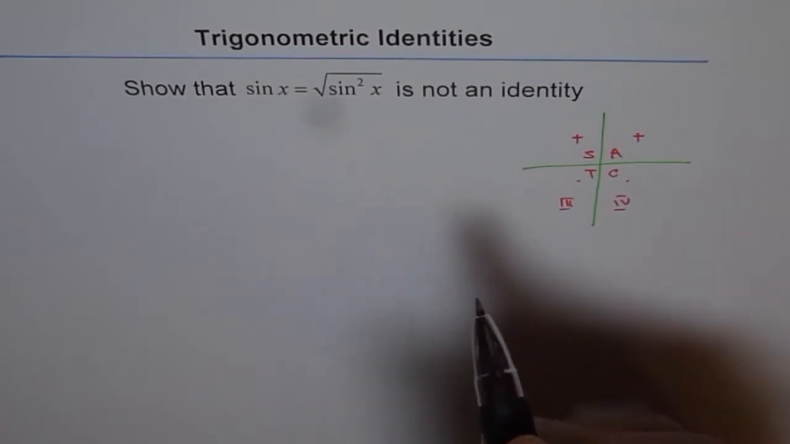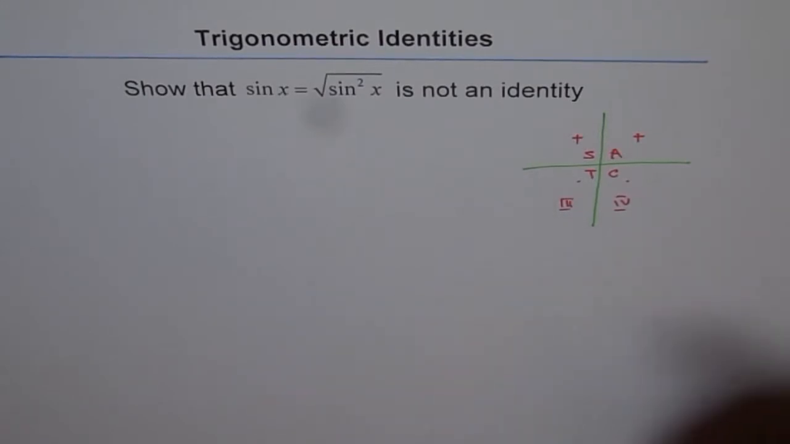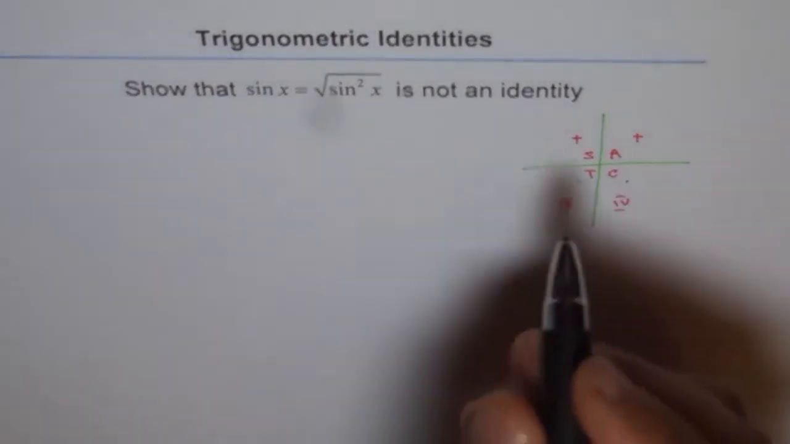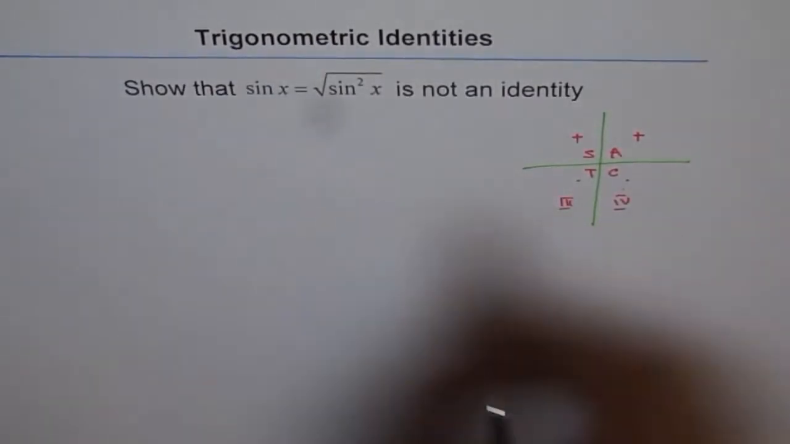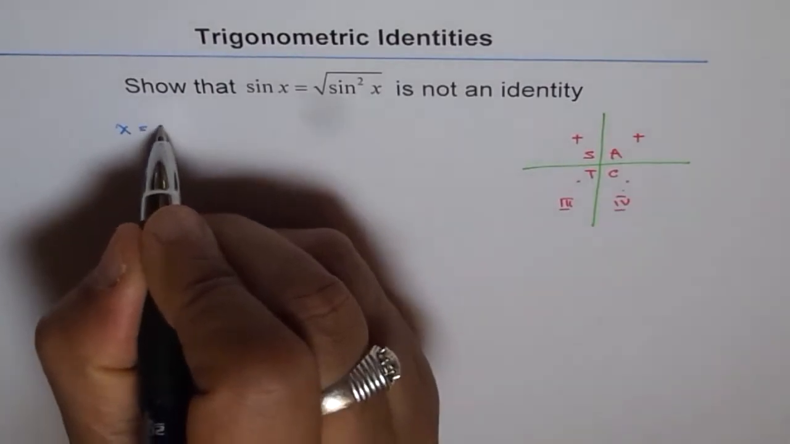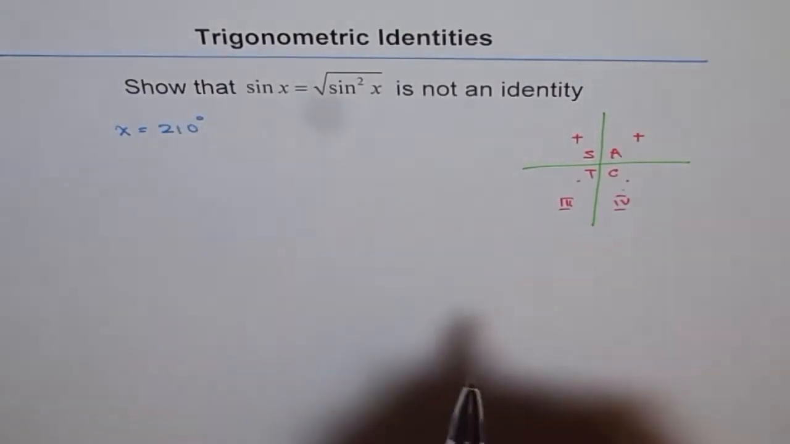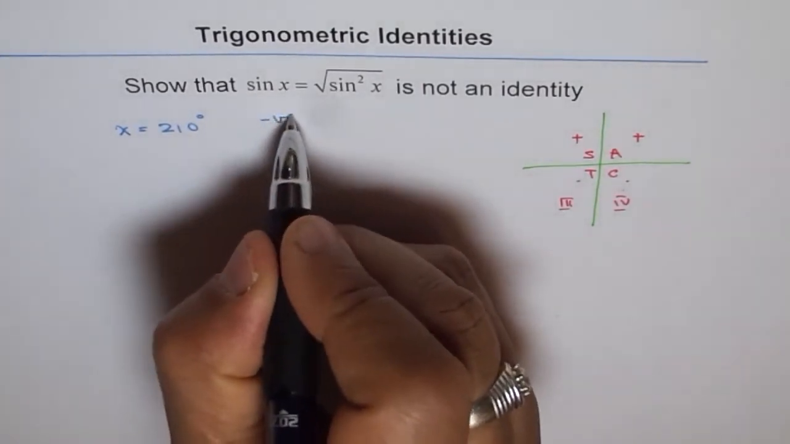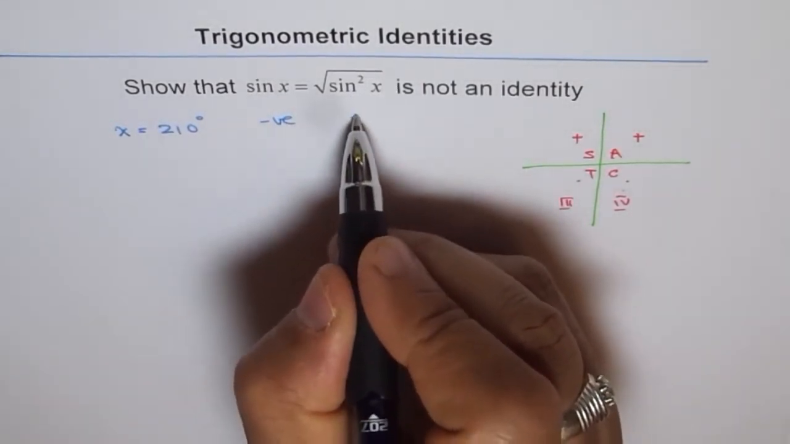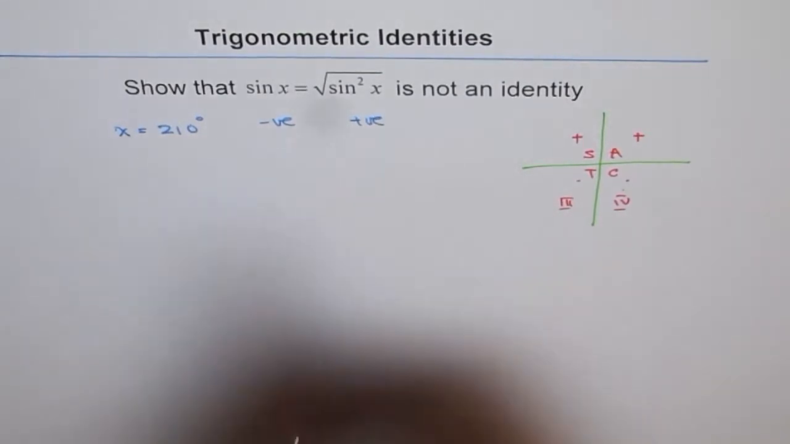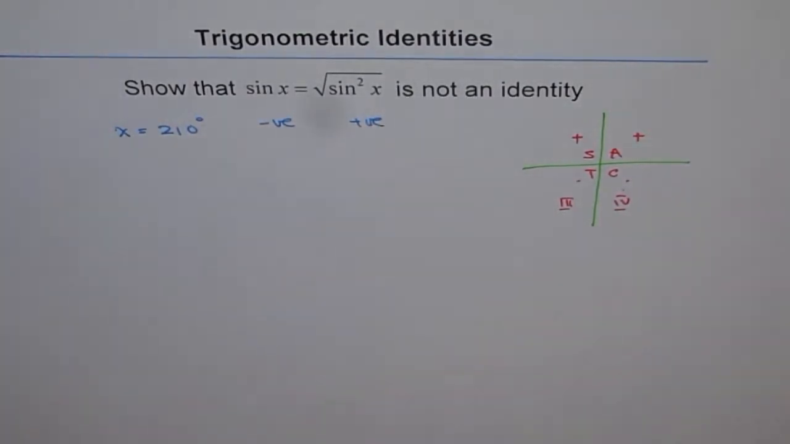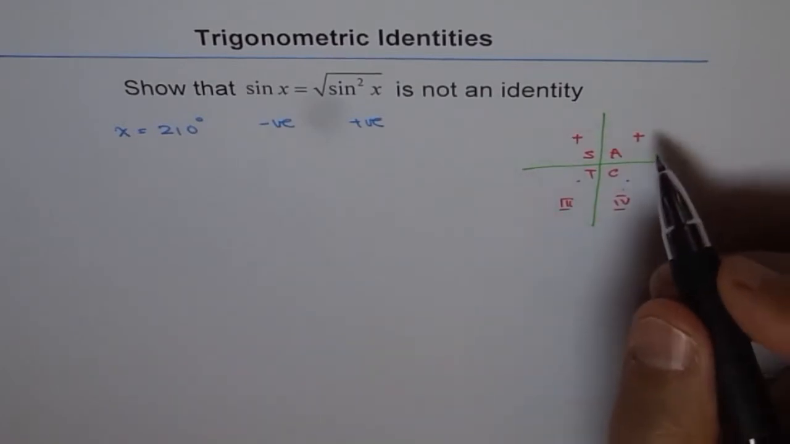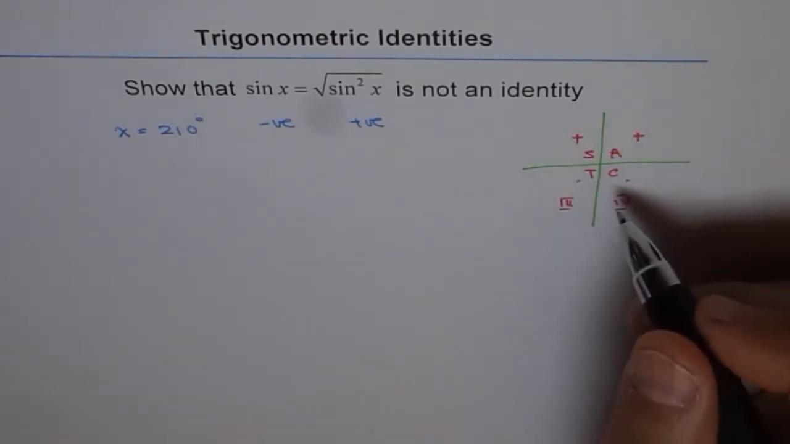Now, to prove this, you can use a calculator and put in some values for x which are in quadrants 3 and 4. If you take x as 210 degrees, for example, then sine of 210 degrees will be negative, but the square root of anything will be positive, and a negative thing cannot be equal to a positive thing. Therefore we can say that is not true. So we can show that it is not an identity. That is the way to do it.